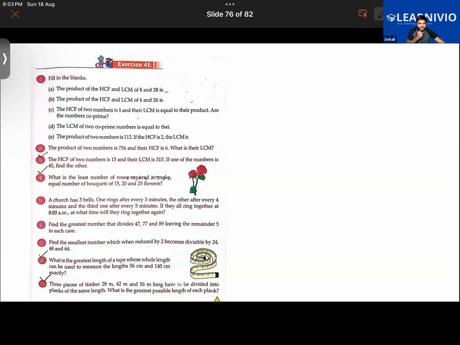Now moving on to question number E. It says that the product of two numbers is 112. The numbers are not provided, so note that down. The product of the numbers is provided as 112, right? The next thing provided in the question is that the HCF is 2. You have to find the LCM.